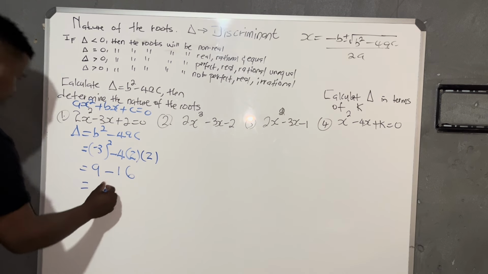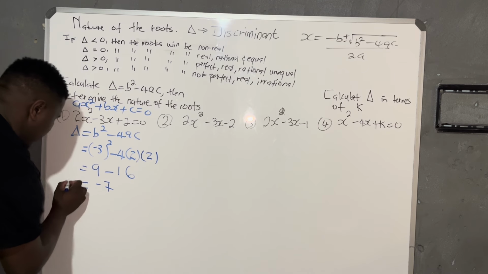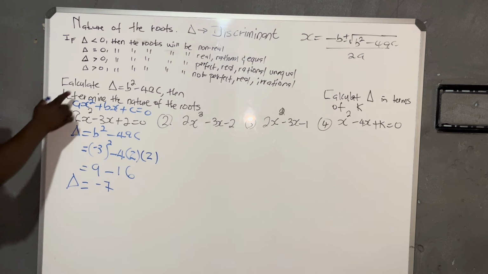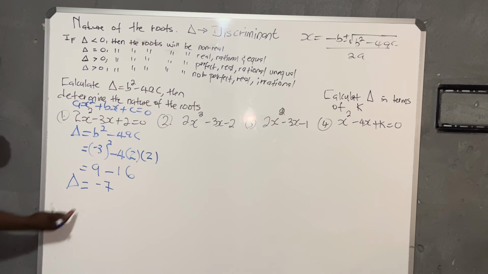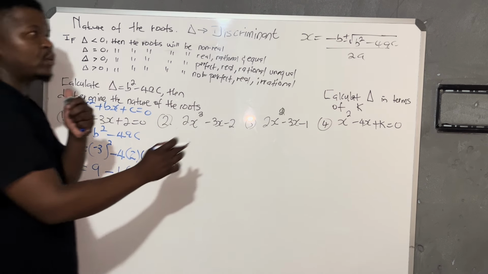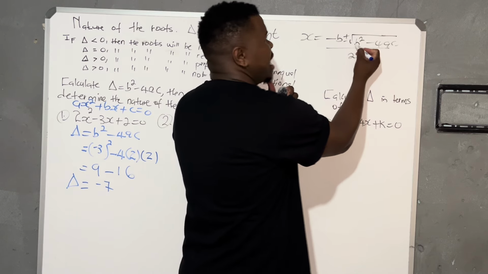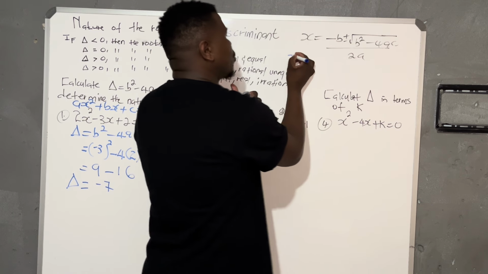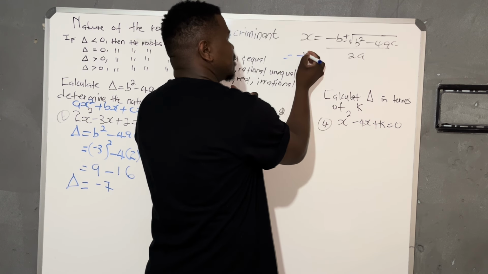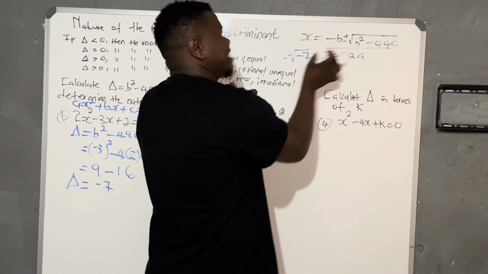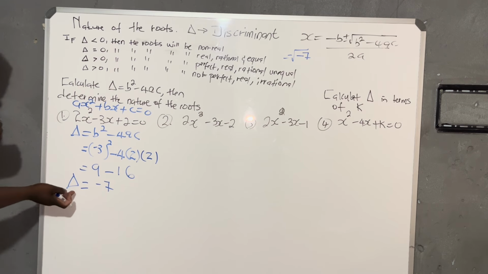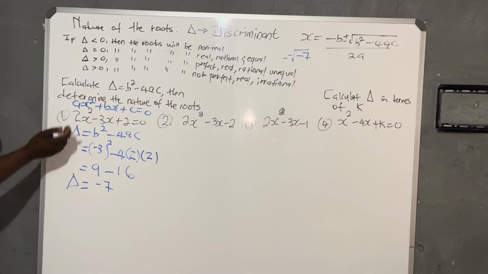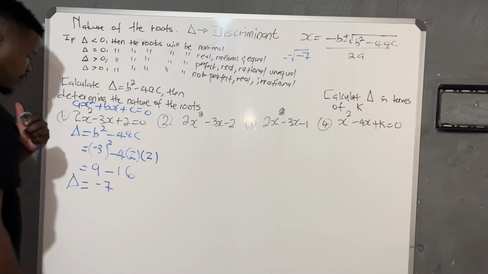Now, 9 minus 16, we are getting a negative 7. We calculated the discriminant. Remember, even if we were using the quadratic formula, inside the square root we were going to get something like a negative 7, but we are only considering the negative 7 because it's part of the discriminant. And the discriminant comes from b squared minus 4ac.